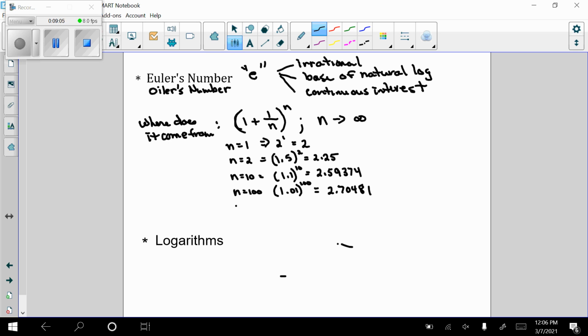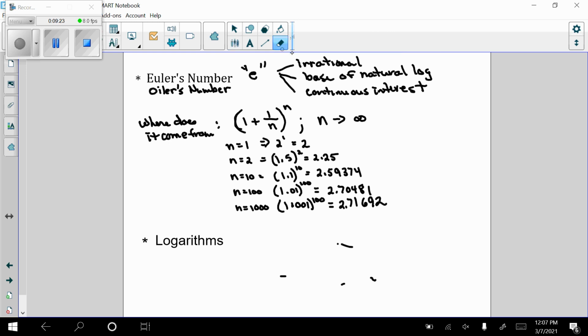And then one more time, if I go n equals 1,000, then I have 1.001 to the 1,000th, which is about 2.71692. As n keeps getting larger and larger and larger, that value is going to approach the number e, which is about 2.71. If you just press that E key on your calculator, it's going to give you a decimal. But just like we think of pi as being 3.14, we think of e as about 2.71.